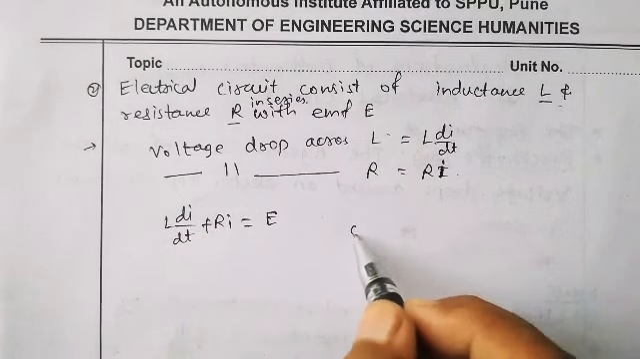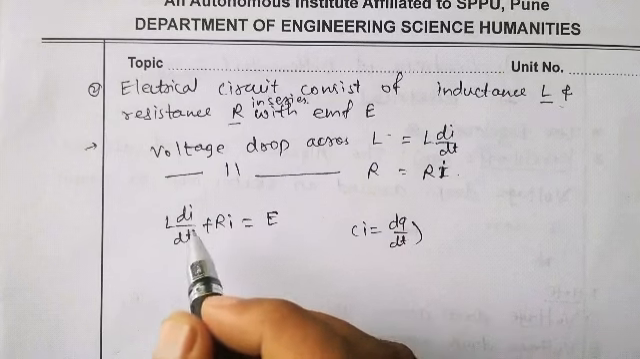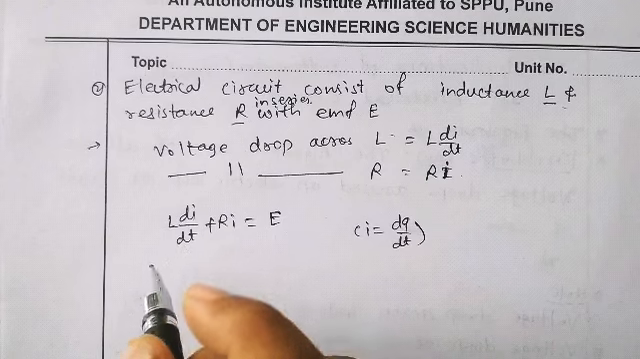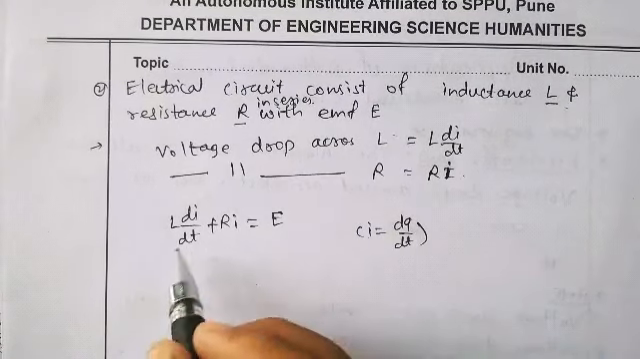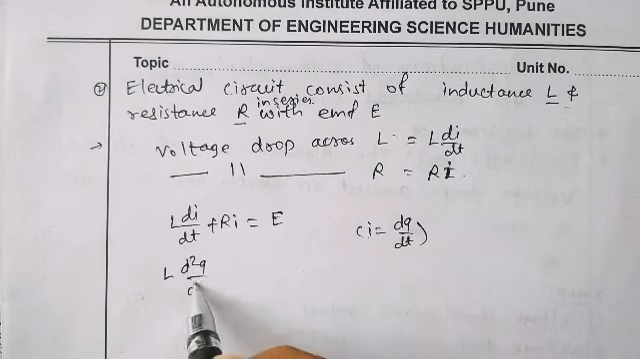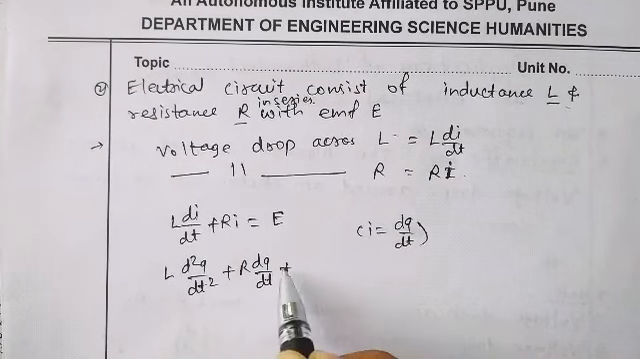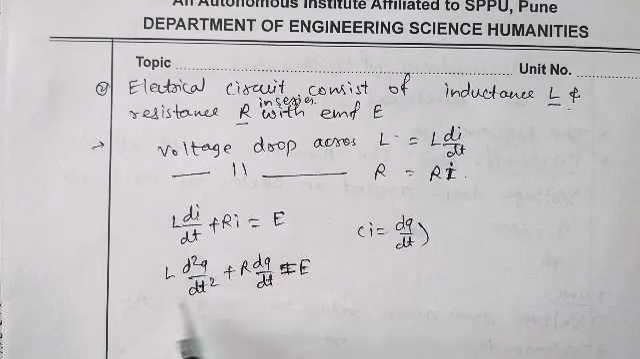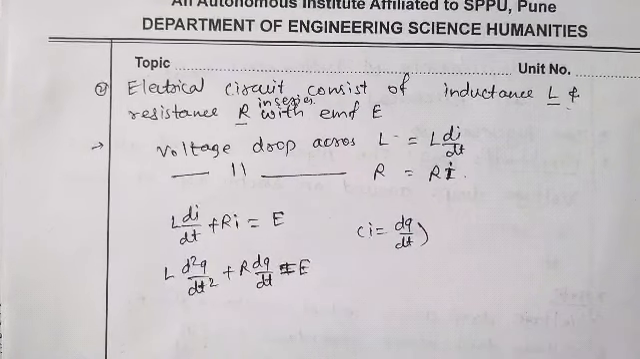We can write the value of i as dq by dt. We can keep this equation as it is. This is a first order differential equation, or we can also convert it into second order by putting i equal to dq by dt. So we will get L into d square q by dt square plus R into dq by dt is equal to E. So this is a second order differential equation in terms of charge, and a first order differential equation in terms of current i.